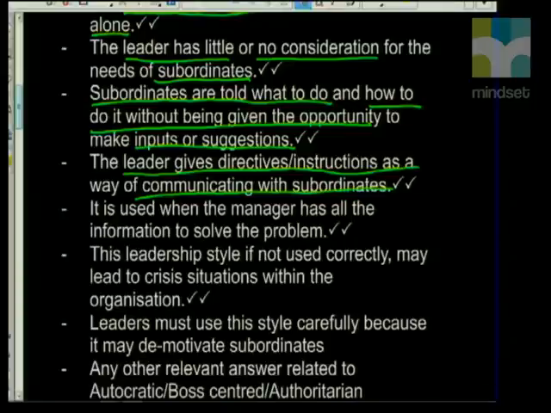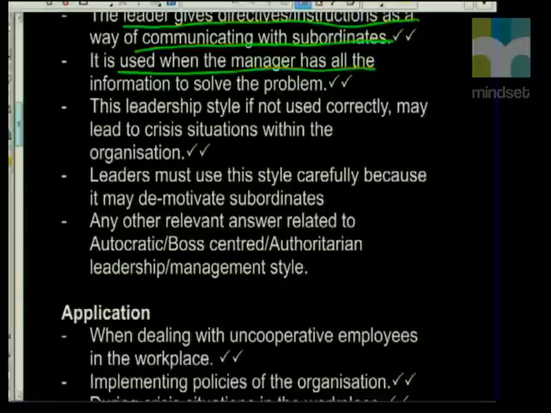Okay, and again, do you see how this is actually quite an aggressive approach? And it's quite useful in crisis situations. Another part to this, now it is used when the manager has all the information to solve the problem. Often autocratic leaders can only do this because they keep information and withhold information so that subordinates aren't in the loop, and that gives them more power.